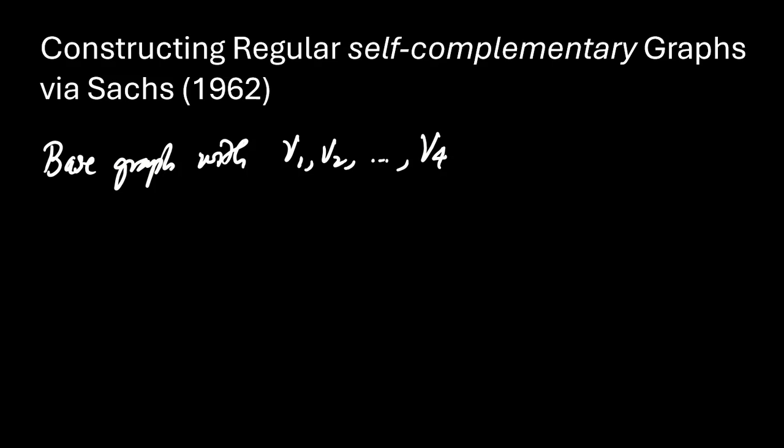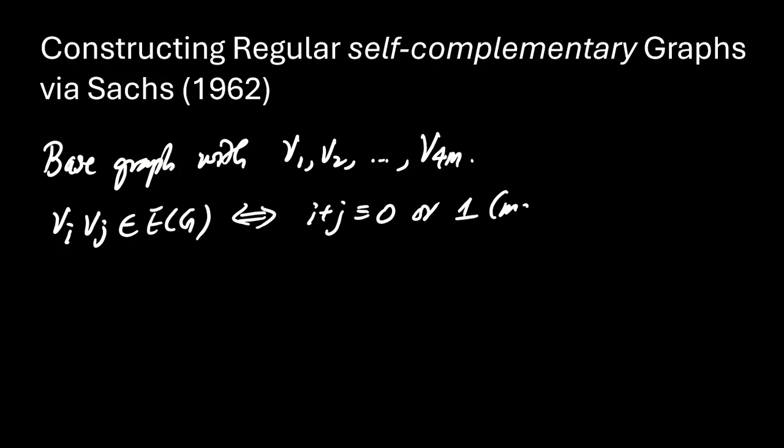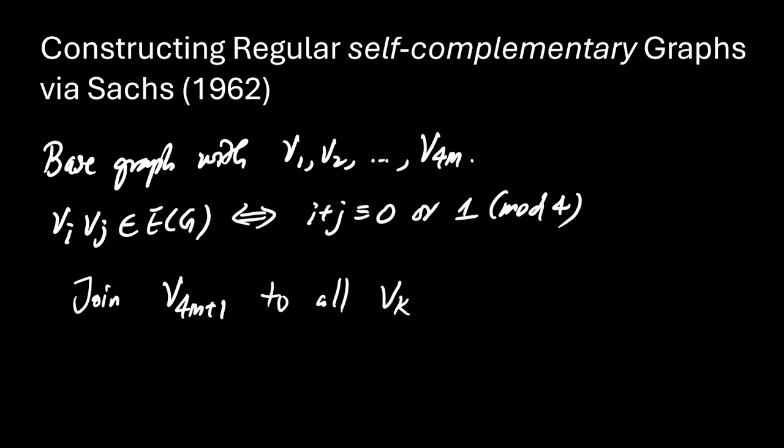Now we describe Sachs's construction from 1962 for building such graphs. Start with 4m vertices labeled V1, V2, up to V sub 4m. Connect vertex Vi to vertex Vj if and only if i plus j is congruent to 0 or 1 modulo 4. Then add one more vertex, V sub 4m plus 1. Connect this vertex to all Vk, where k is even. The resulting graph is both regular and self-complementary.